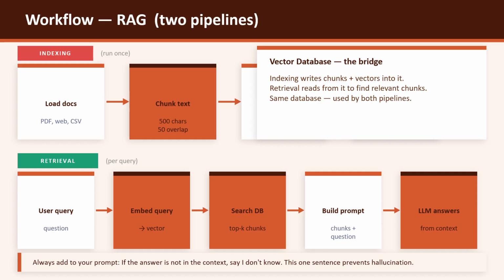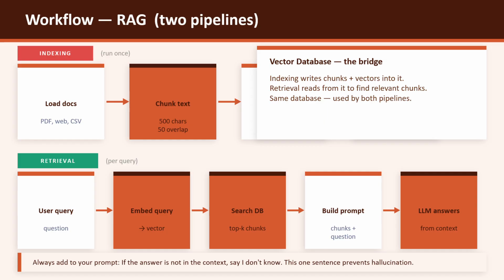Step 4. The top results, typically the 4 most relevant chunks, are added to a prompt template alongside the original question. Step 5. The language model reads the prompt with the context and generates an answer based only on what it finds there. The vector database sits in the middle. Indexing writes into it, retrieval reads from it. It is the bridge between the 2 pipelines.